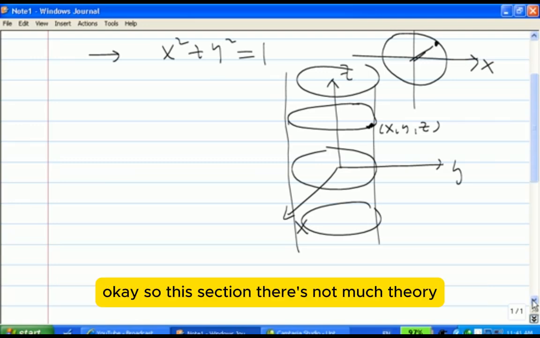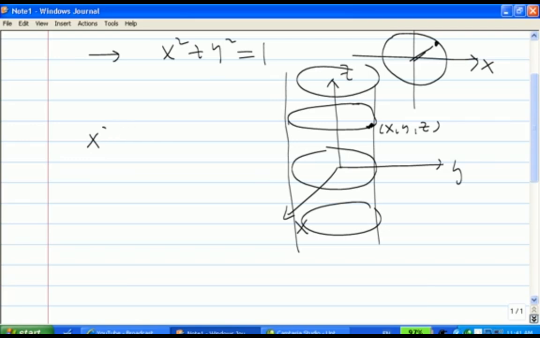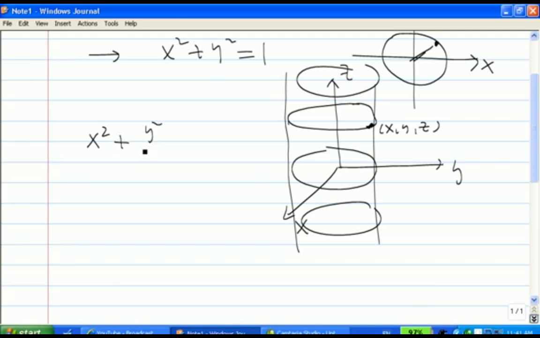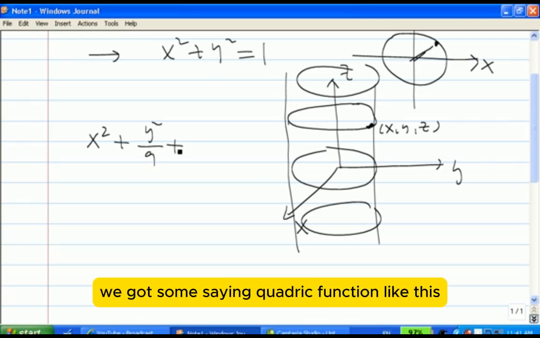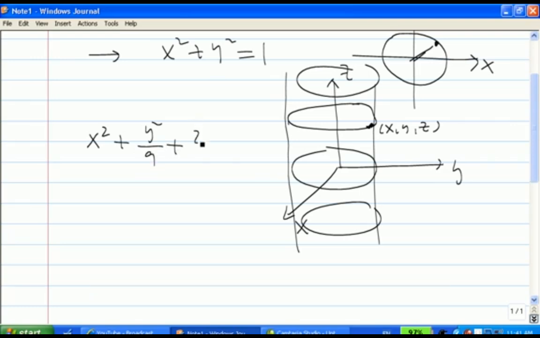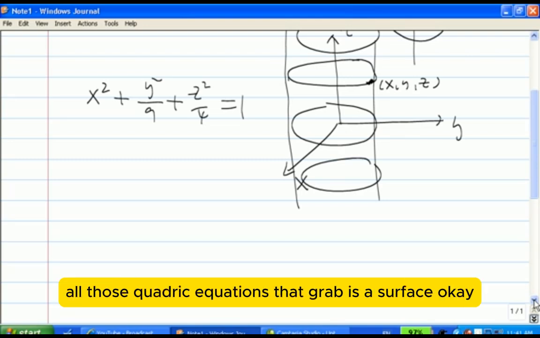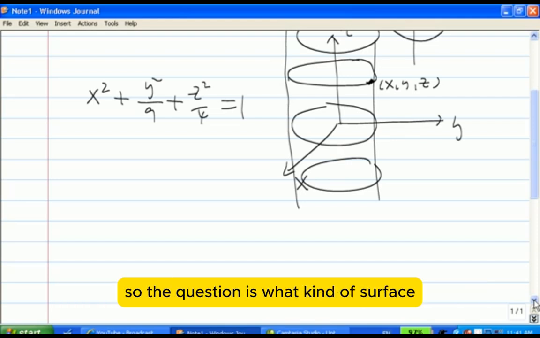In this section there's not much theory. We just need to understand how to plot the quadric functions. For example, we have a quadric function like this. What's the graph of that? First of all, I want you to understand that for all those quadric equations, the graph is a surface. Remember, it's a surface. So the question is, what kind of surface?